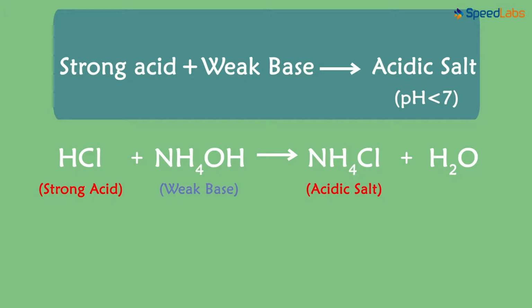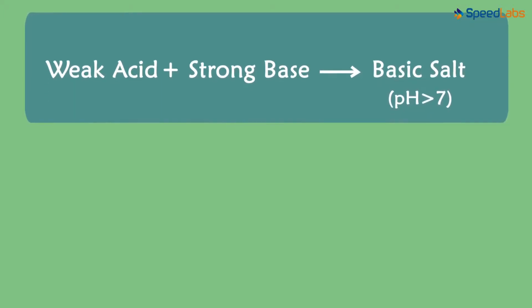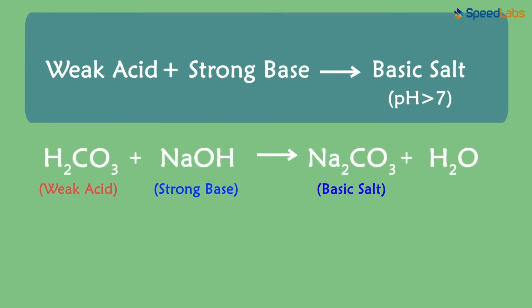And with this knowledge, you can surely tell me the result when a weak acid reacts with a strong base. Yes, what we would get is a basic salt which has a pH of more than 7. When carbonic acid reacts with sodium hydroxide, we get sodium carbonate, which is a basic salt. The acid in this case is unable to fully neutralize the base, resulting in a basic salt.